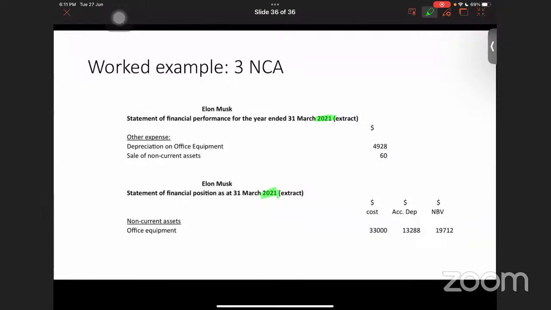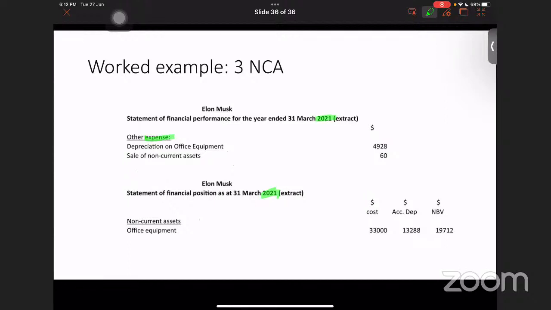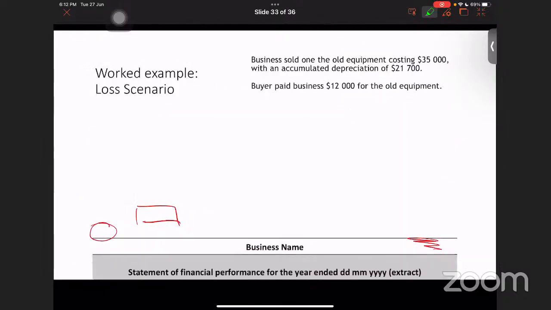Okay, so here statement of financial performance, so definitely is expense. So depreciation, same thing, 2021, my depreciation, I will take from these two, right? My 1600 plus 3328, which is what I found out from here. Okay, so again, everything derived from your table. Okay, so this is how I get my number. Sale of NCA, which is what we were doing.